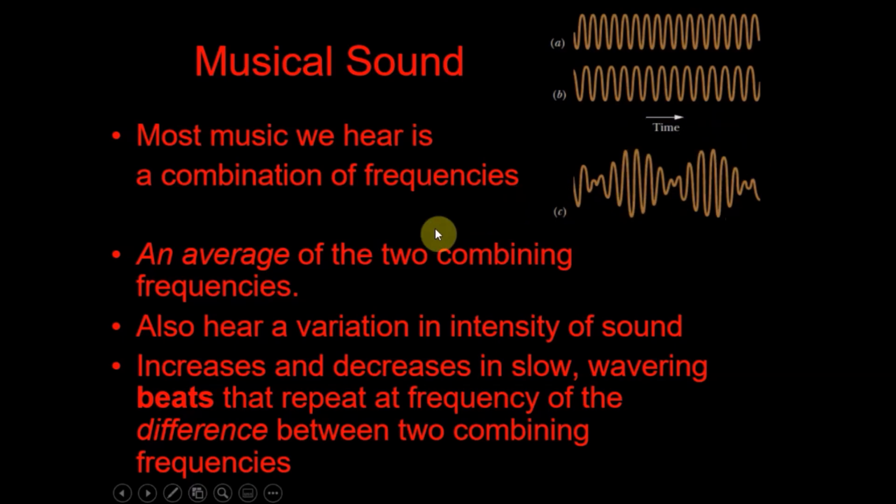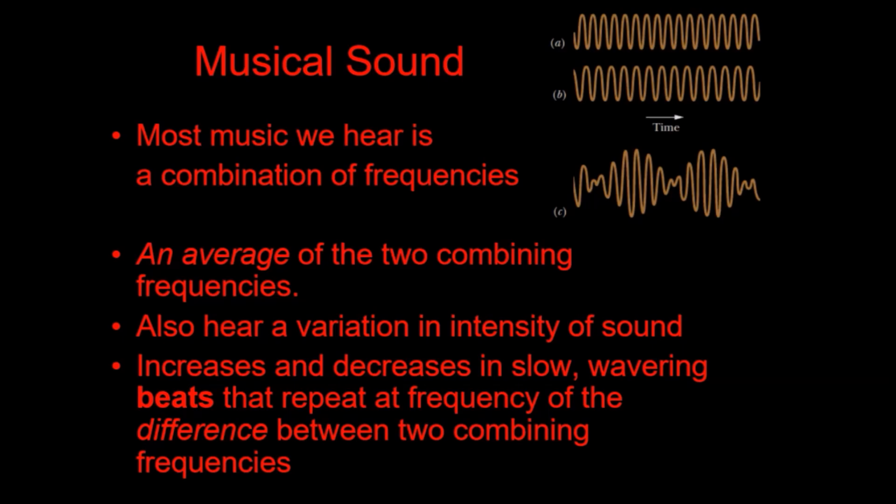So, most music that you hear is not one frequency. That would be one long continuous tone. Most of the music that you hear is some combination of frequencies, an average of two combined frequencies, or often more than that if you think about listening to something like an orchestra working in unison together. What you also hear, as well as these frequencies, is a variation in the intensity of the sound. So you can put these together to compose a variety of different sounds. So you perceive both the frequency and the variation in intensity.